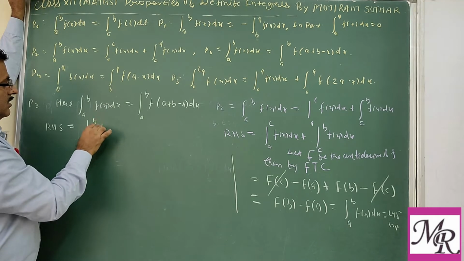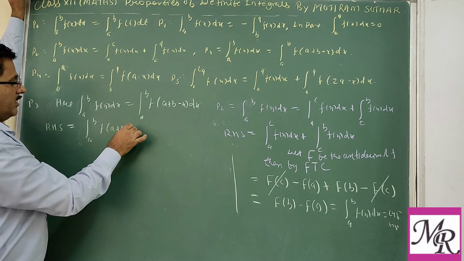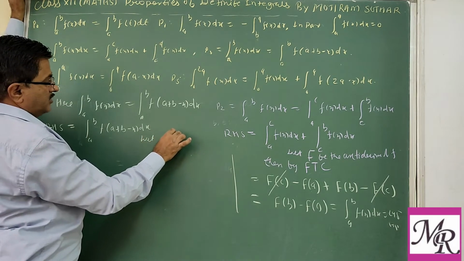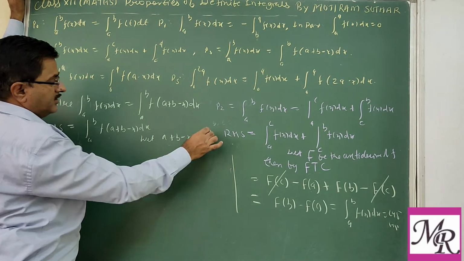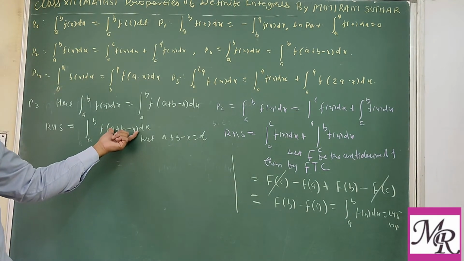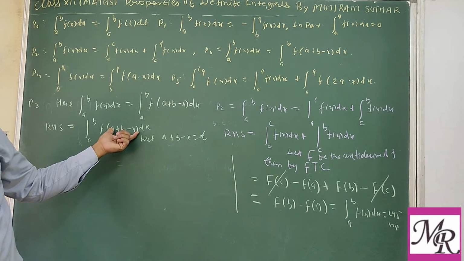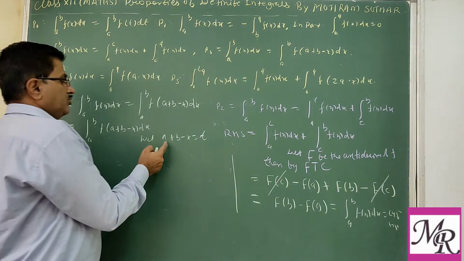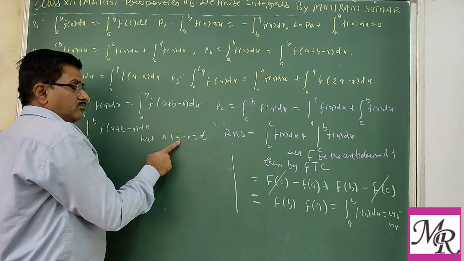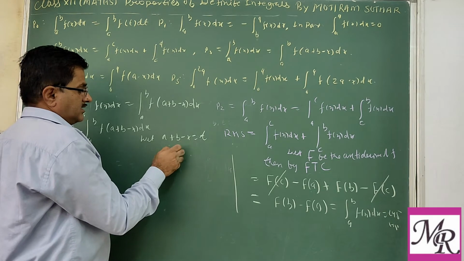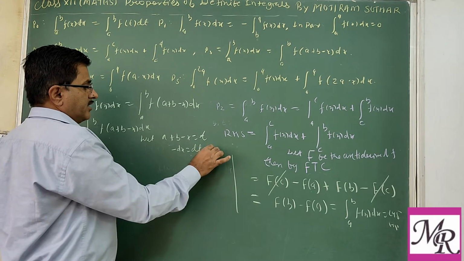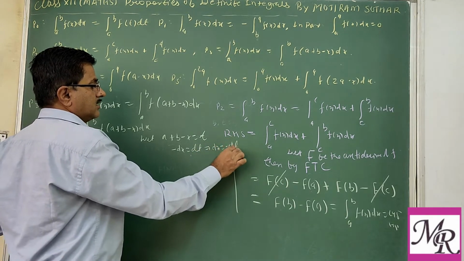So integral a to b f(a + b - x) dx. Here we suppose this whole a + b - x as t. Now if you find the derivative of this, the derivative of a constant is 0, b is 0, constant, and the derivative of minus x is minus dx. So one may write dx can be replaced by minus dt.